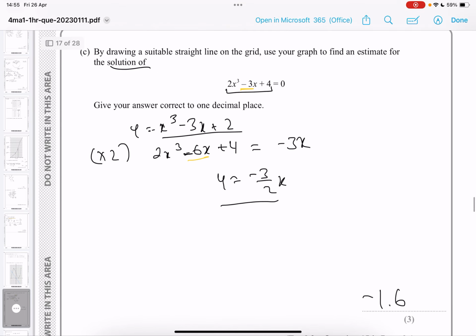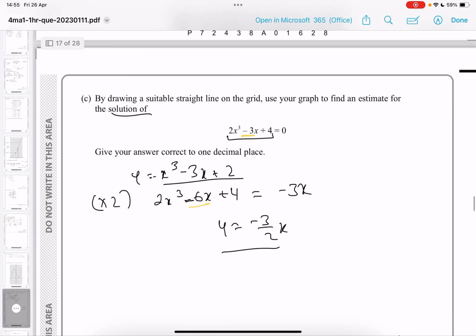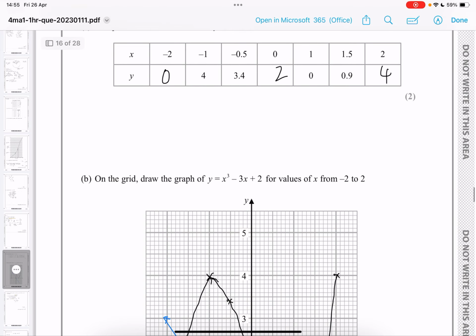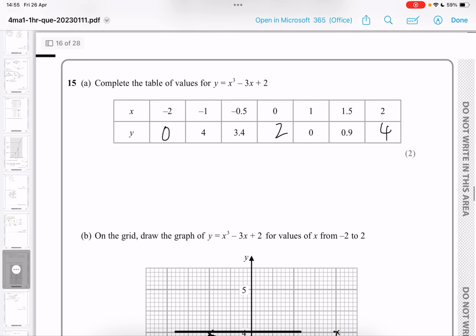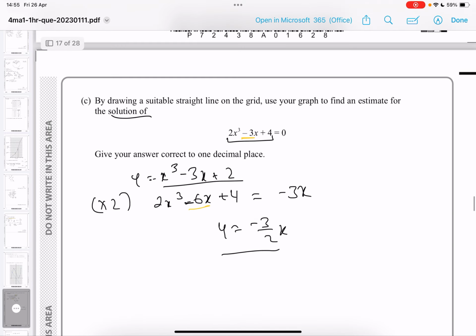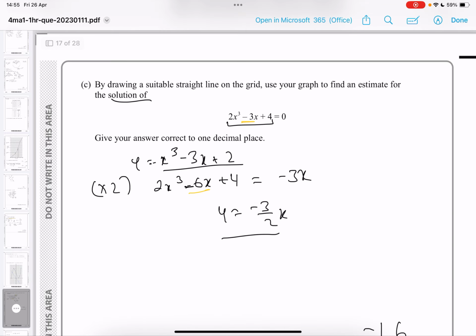So you begin by getting the equation that they've given to you, okay? Using that equation that they've given in the first question, x cubed minus 3x plus 2. And now you need to see how you can get from that equation to 2x cubed minus 3x plus 4.